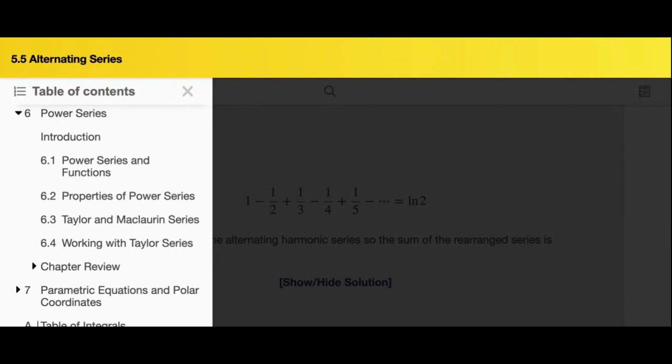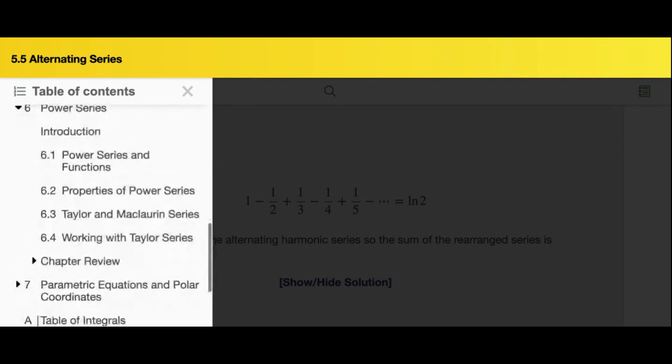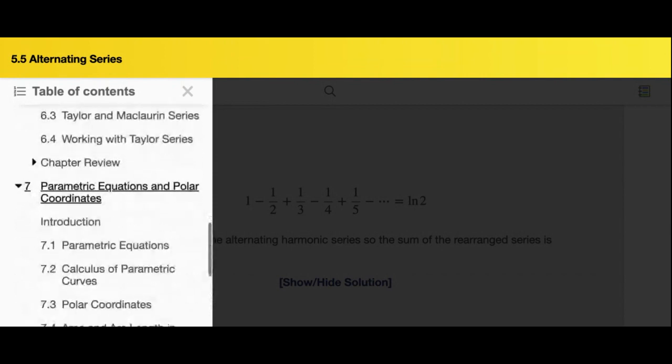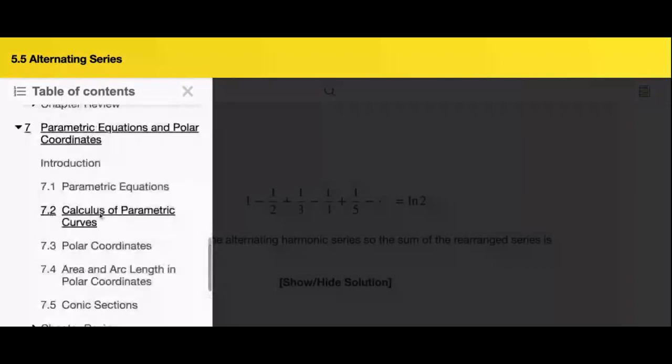And May 3rd, May 5th, May 10th, and May 12th. Okay, so we have enough time. We use 2 or 3 classes to cover power series. Then we get into chapter 7. In chapter 7, we're going to talk about parametric equations, calculating curves, and polar coordinates. That probably would take 3 or 4 classes for chapter 7.